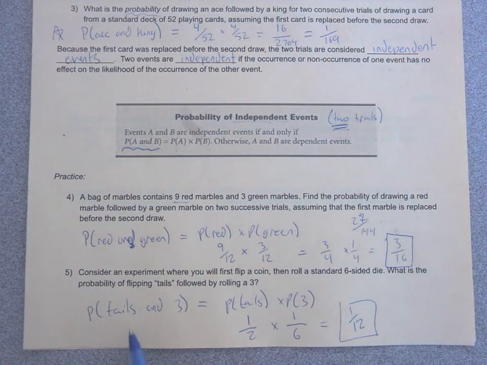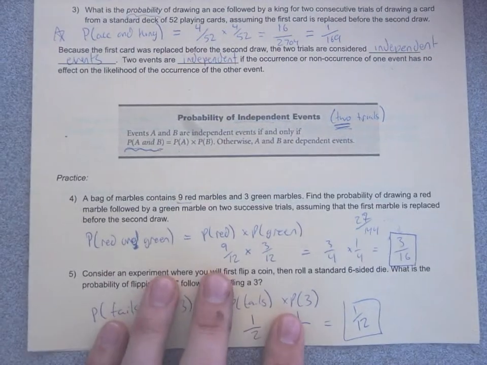If you think about all the possibilities for flipping a coin and rolling a die, there's heads 1, heads 2, heads 3, heads 4, heads 5, heads 6. And there's tails 1, tails 2, tails 3, tails 4, tails 5, and tails 6. That's 12 options. And tails 3 is one of those 12 options. So you can kind of see it that way as well. Thinking about what are all the different ways you can flip a tails and roll a 3? There's only one combination of those out of the 12 different combinations.